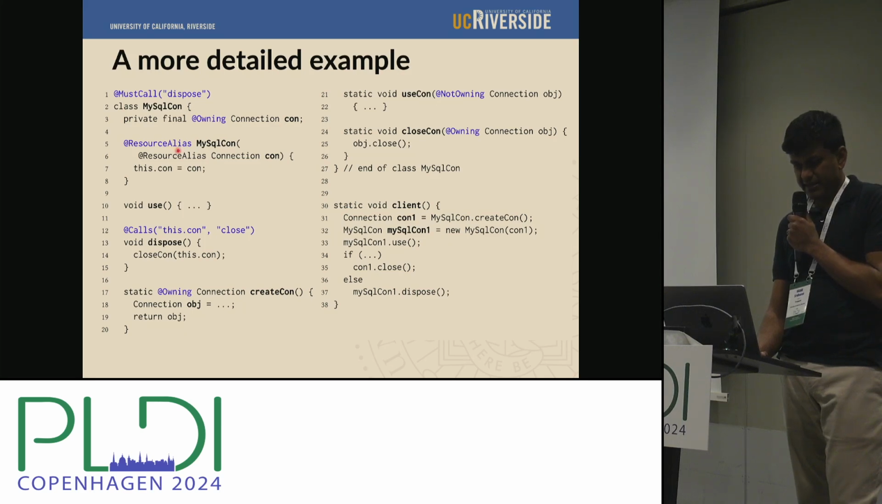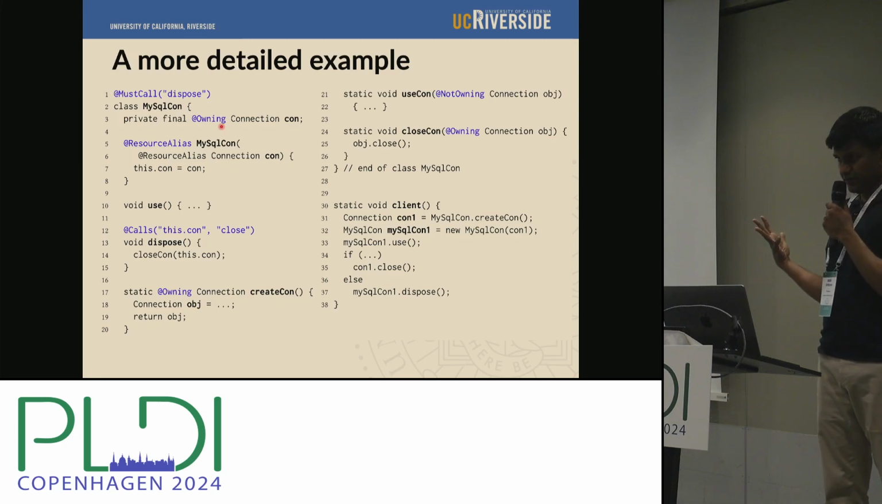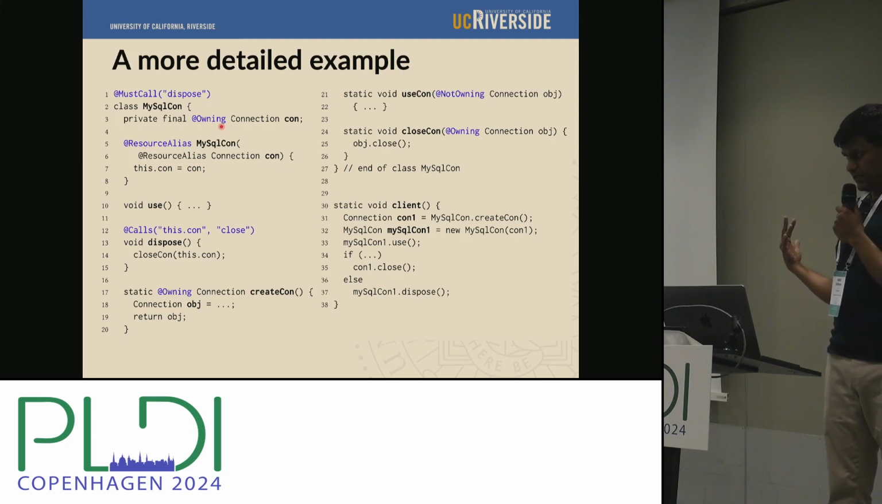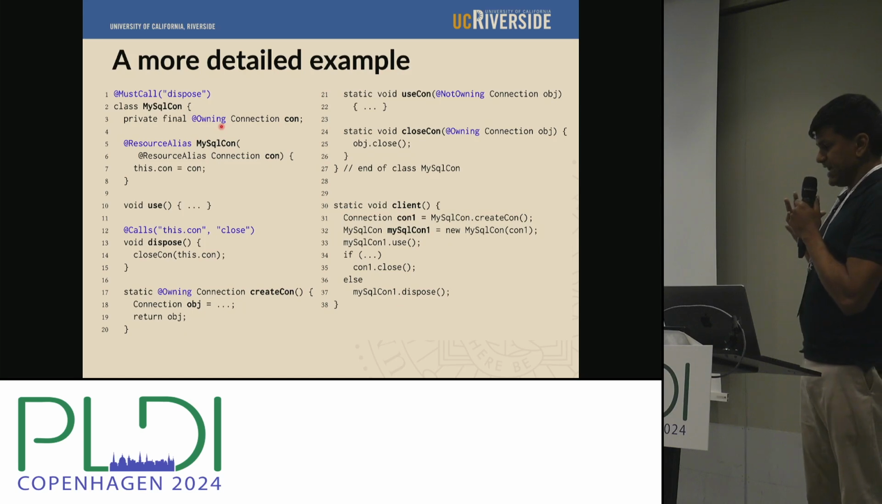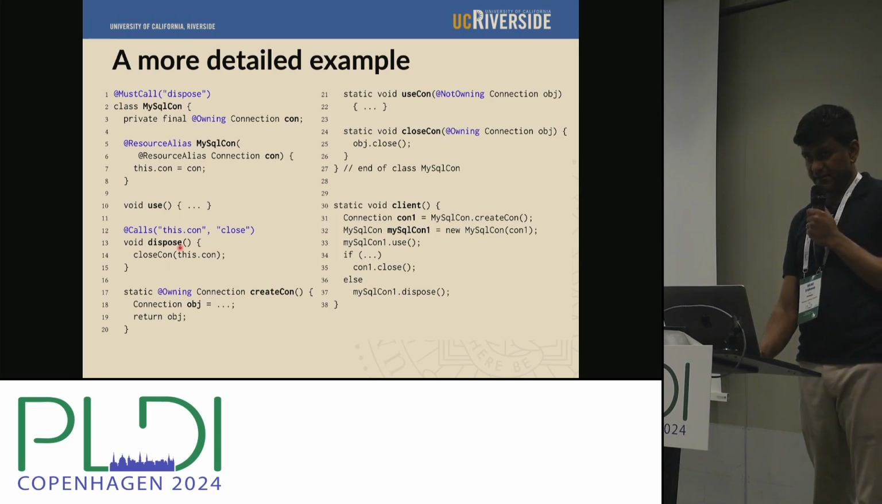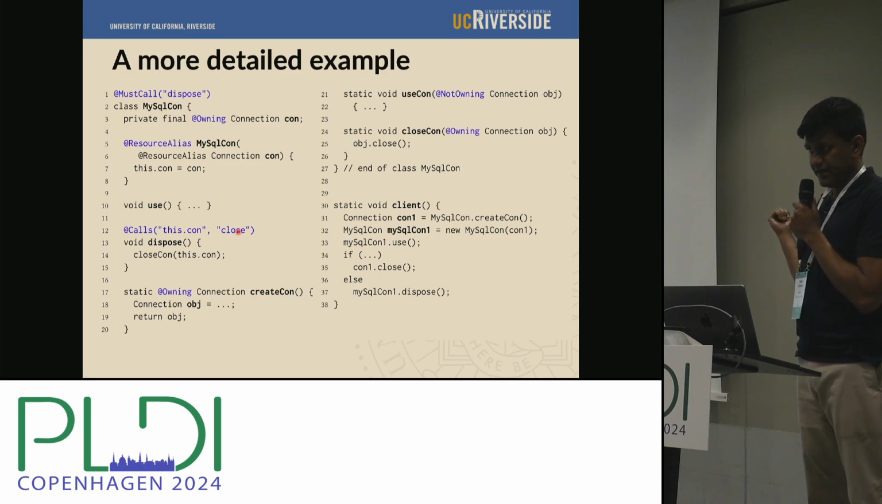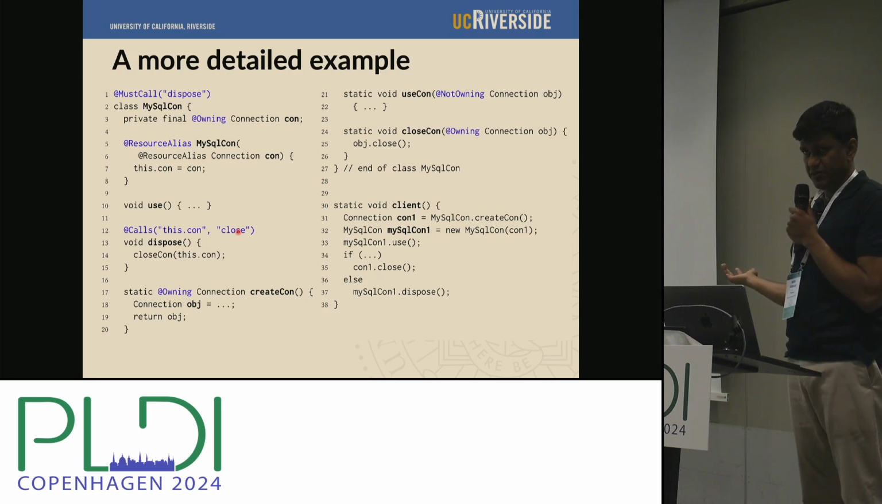So the way we do that is that we annotate this field as owning, right? So this is the reference that's going to be responsible for closing this connection. And the way it's going to happen is that this MySQLCon type needs to define a finalizer method that takes care of closing that, right? In this case, it's this dispose method. So dispose is the method which, via some other annotation, we say is always going to call close on the con field, right? And we verify that this annotation is correct as well.